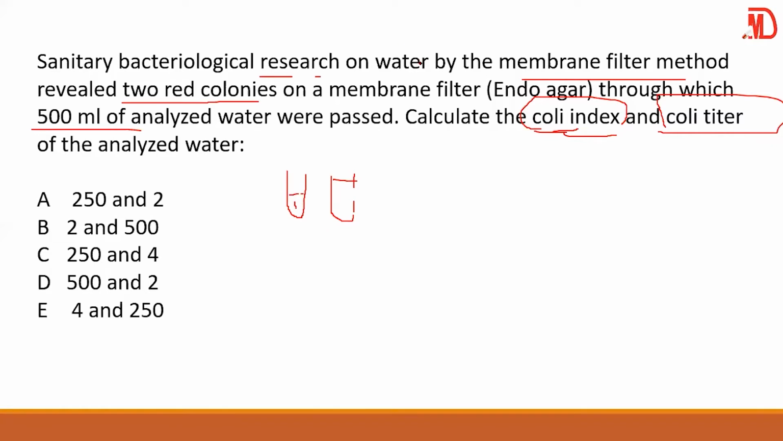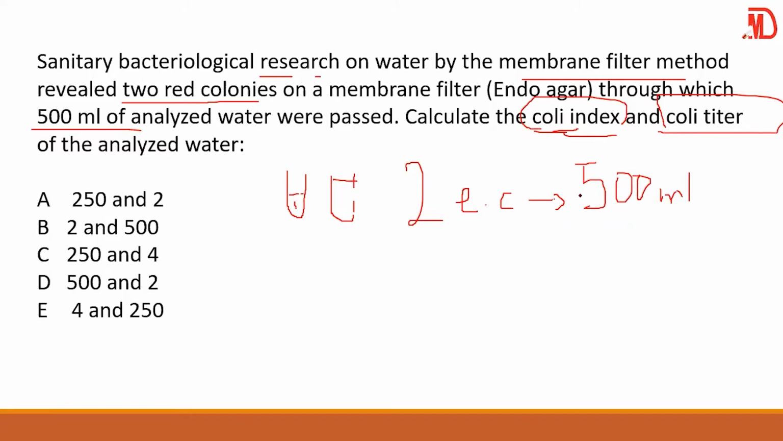Now look at this question. Let's calculate the coli index and the coli titer. They're saying this person has 2 red colonies through 500 mils. What it means is that 2 E. coli is equal to 500 mils. Or you can say 2 E. coli in 500 mils.